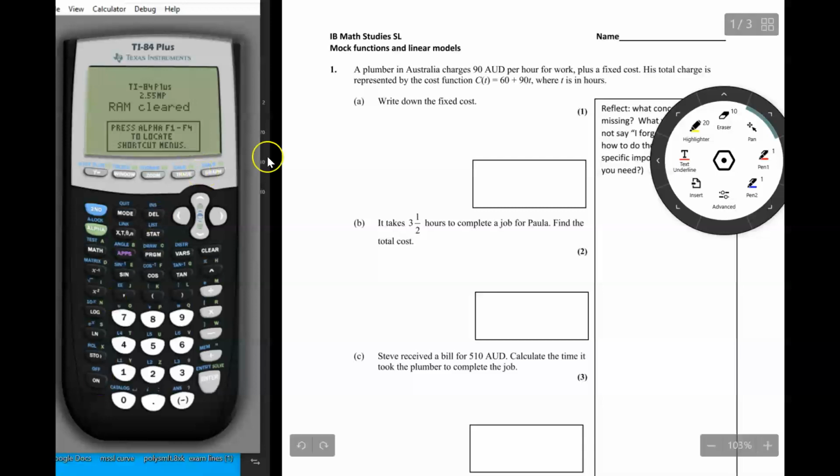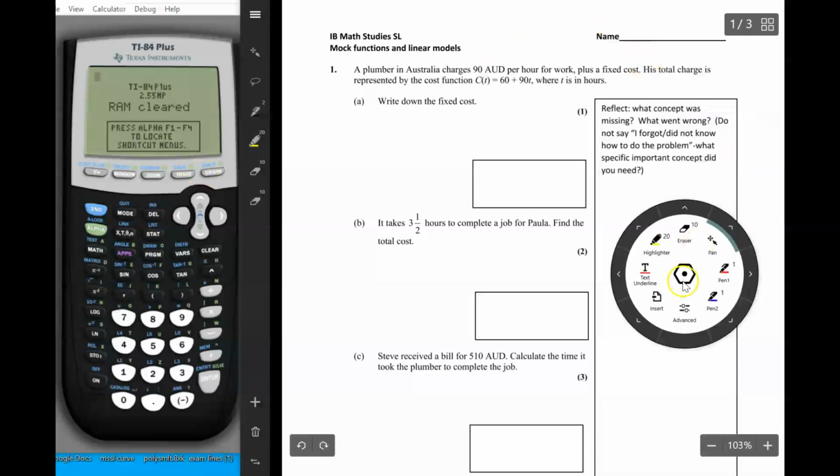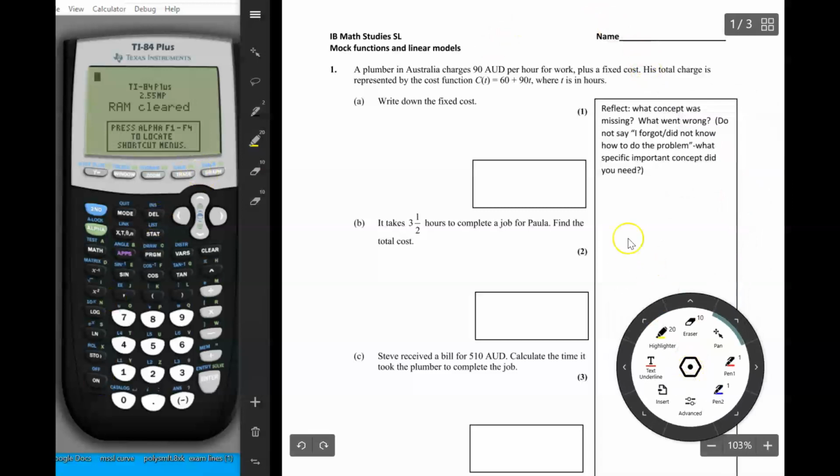Here's the first problem for the mock exam for functions and linear models. So you have a plumber in Australia charging 90 Australian dollars per hour of work plus a fixed cost. His total charge is represented by the cost function C of t equals 60 plus 90t, where t is in hours.